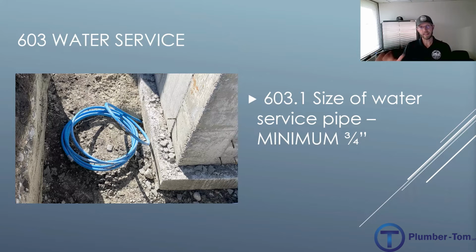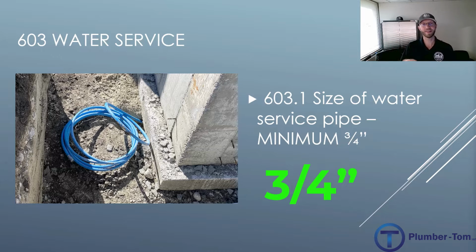All right, now that we're clear on what a water service pipe is, let's look at 603, water service. 603.1 gives us the size of the water service pipe. Now this is the minimum. The smallest you can have for a water service pipe is 3/4 inch. Well, back in the galvanized days, they'd run in some 1/2 inch pipe, and then they'd run 1/2 inch to all the fixtures, and it was all the same.